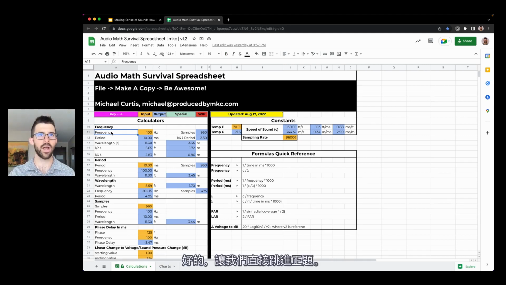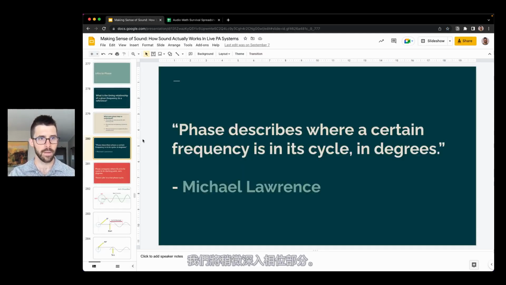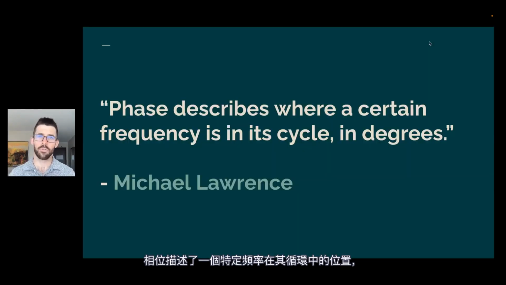All right, so let's jump right in. I've got the slides here, and we'll kick off a little bit into the phase segment. We're not going to go through the entire phase segment, but just enough to see what we can get out of our subwoofers. So phase describes where a certain frequency is in its cycle in degrees.